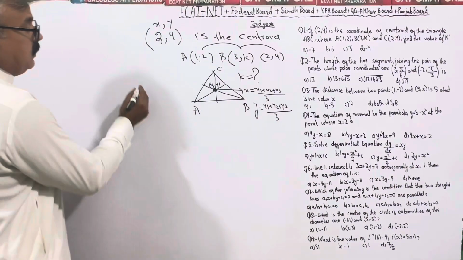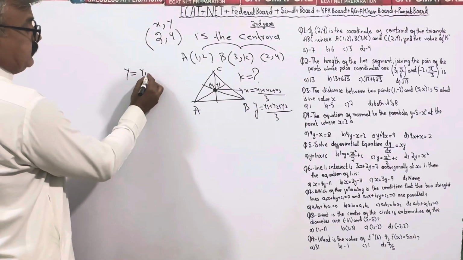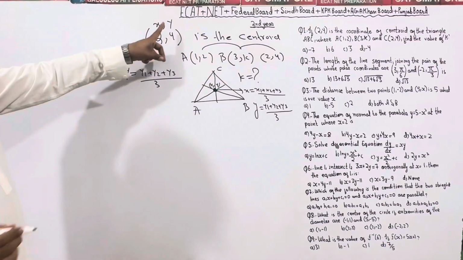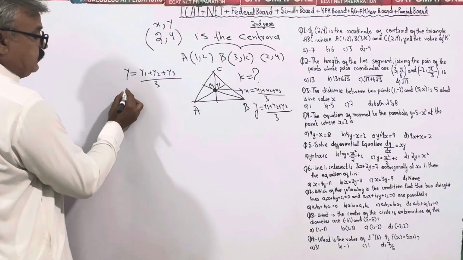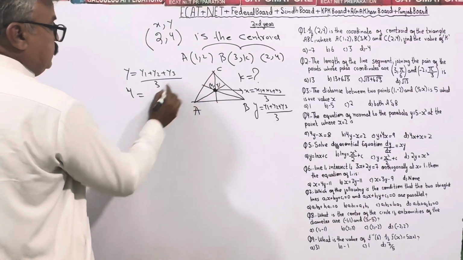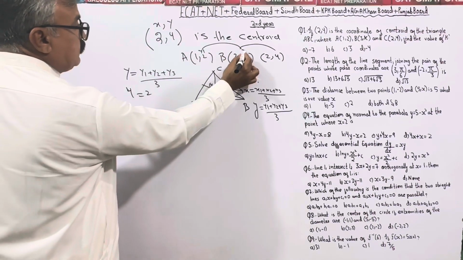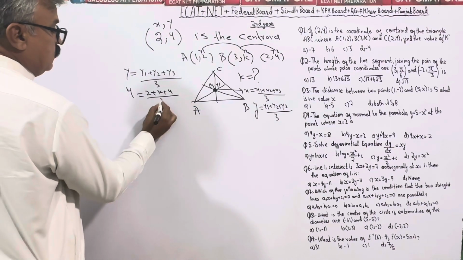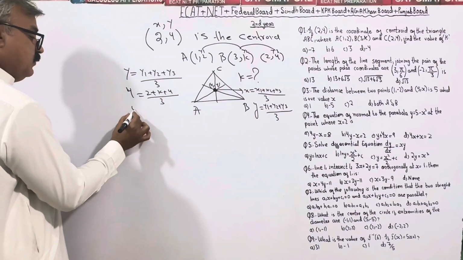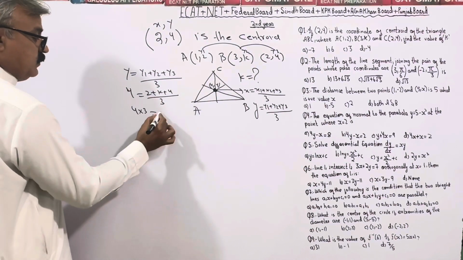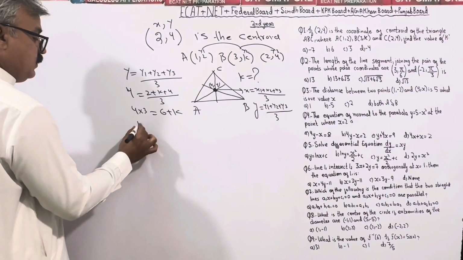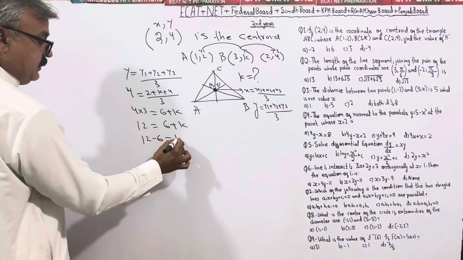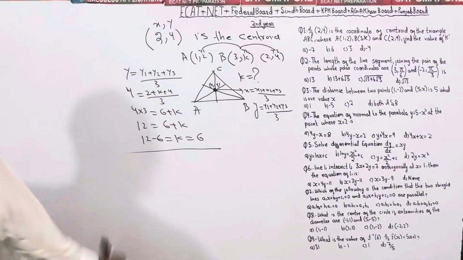Taking the y ordinate only, y is equal to y1 plus y2 plus y3 over 3. The value of y is given, y is 4. So y1 is 2, y3 is 4, and y2 is k, so 4 equals 2 plus k plus 4 over 3. Shift 3 here: 4 times 3 is 12. 2 plus 4 is 6, so 12 is equal to 6 plus k. So 12 minus 6 is equal to k. K is equal to 6.